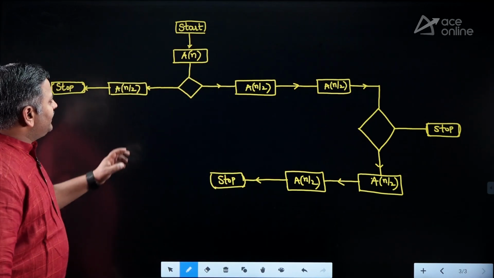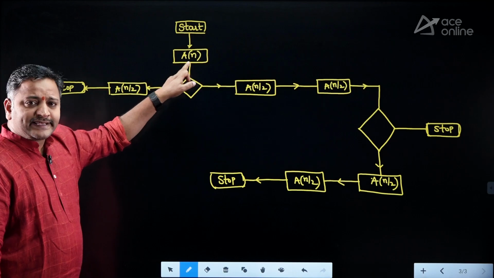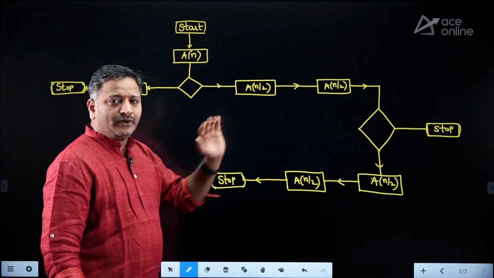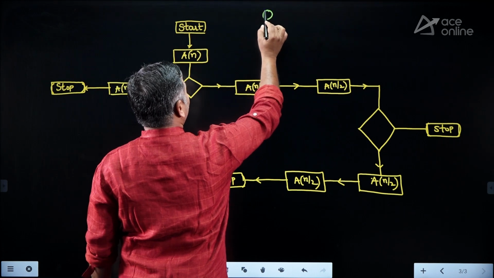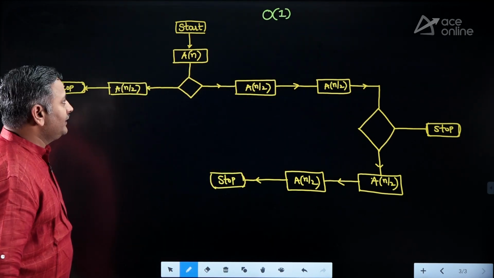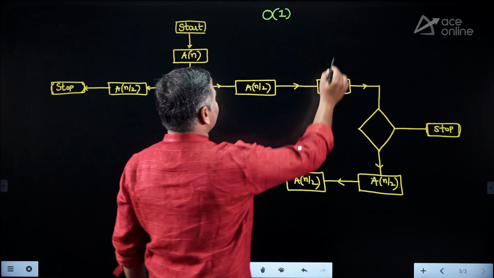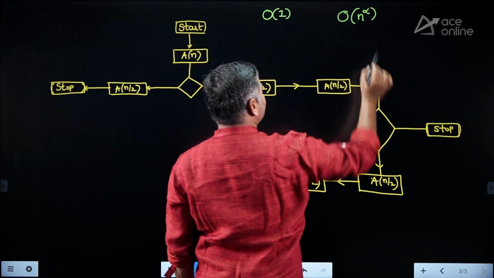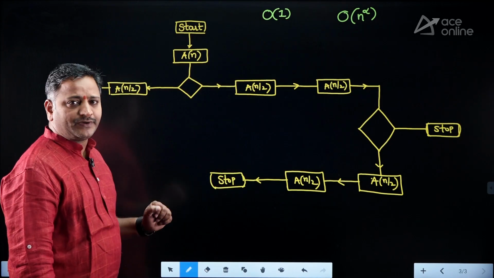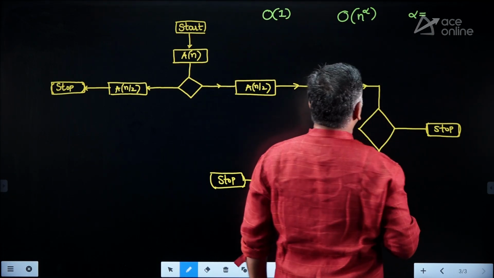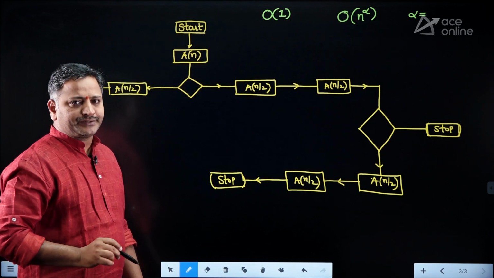In this problem, what did they ask? Suppose except the recursive call, all the remaining functions are taking constant time, order of one time. If the worst case time complexity of this problem is order of n to the power of alpha, what is the value of alpha? Mention the value of alpha up to 2 decimal points.